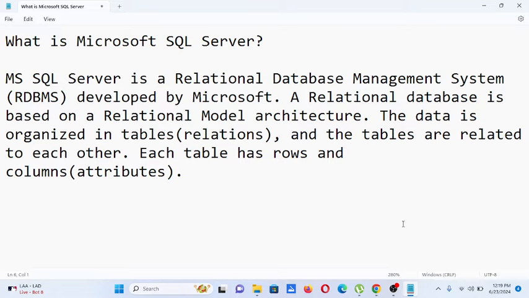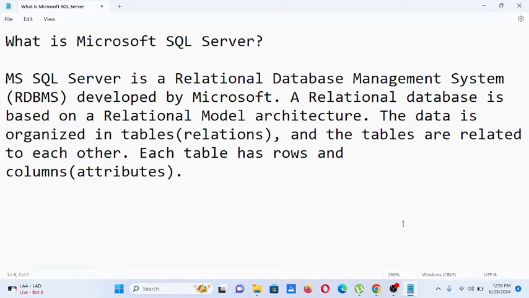So let's begin. What is Microsoft SQL Server? MS SQL Server or Microsoft SQL Server is a relational database management system or RDBMS developed by Microsoft. A relational database is based on a relational model architecture. The data is organized in tables or relations, and the tables are related to each other. Each table has rows and columns or attributes.